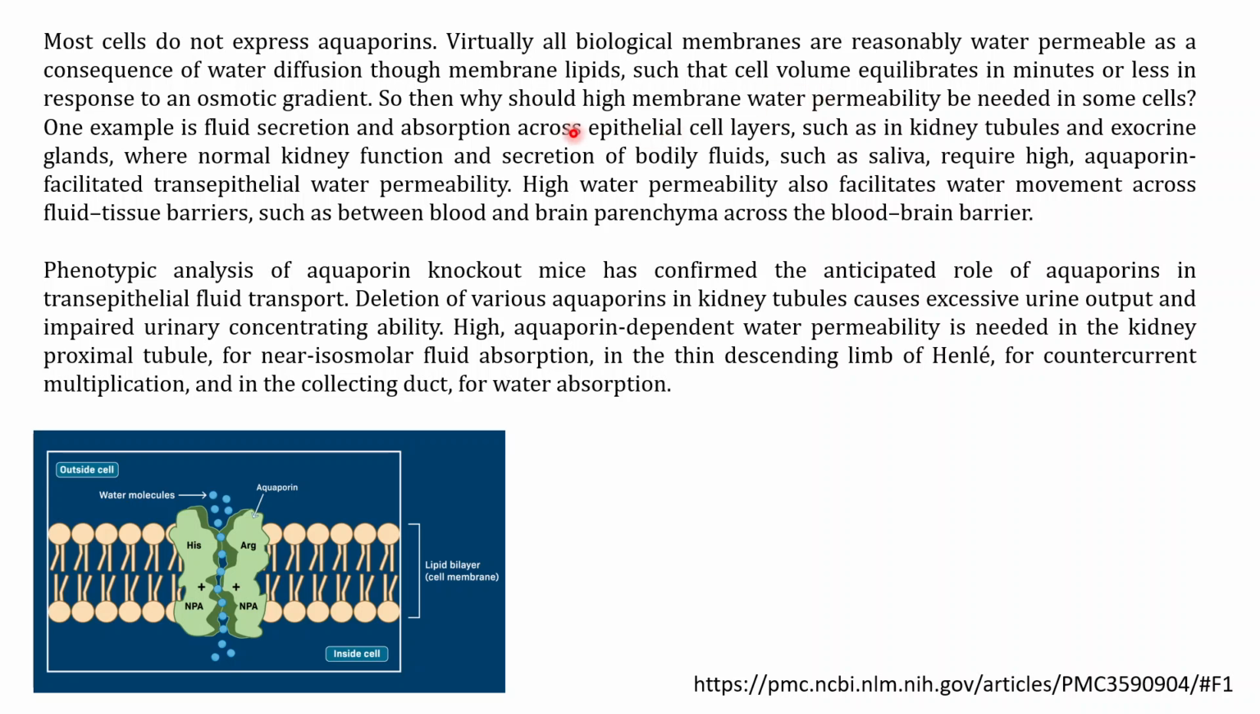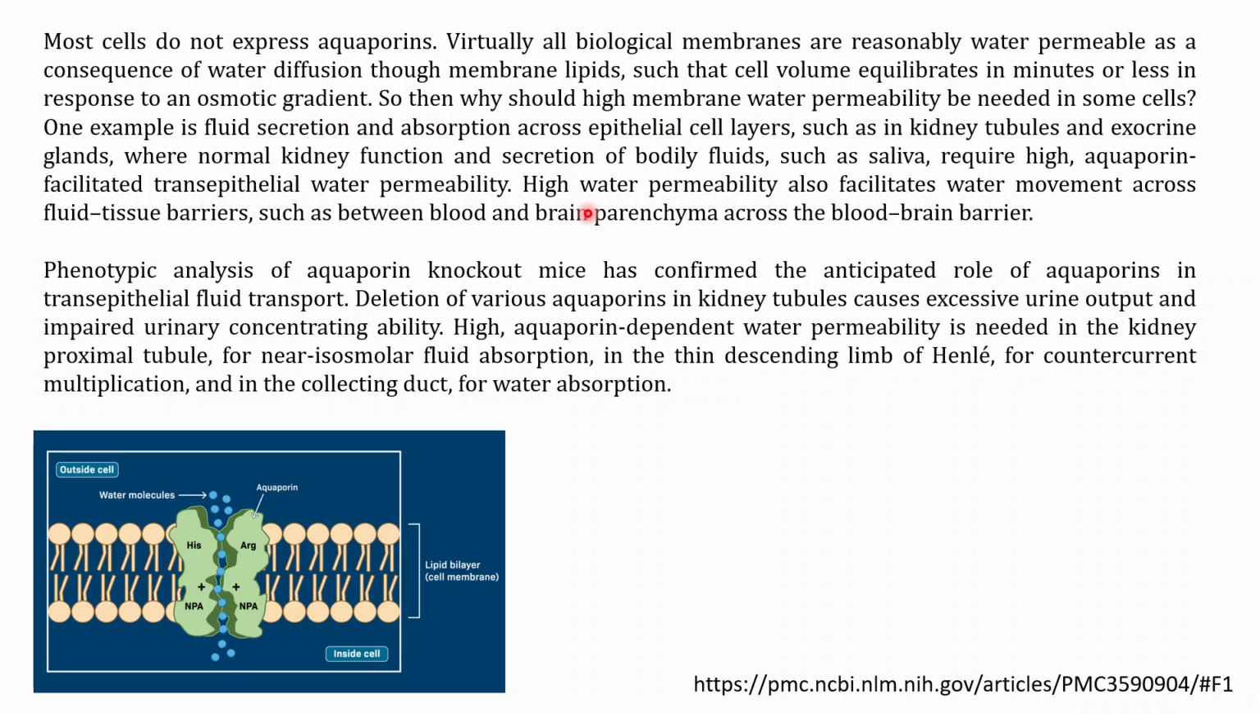But so then why do we need this, right? Why do we need higher membrane water permeability in some types of cells? So an example is, of course, what we were just now studying, which is the fluid secretion and absorption, which is very important in kidney tubules, also in epithelial cell layers, particularly, of course, in the kidney tubules, also exocrine glands, where normally the kidney function and secretion of bodily fluids, also like the saliva that's secreted, this require high aquaporin facilitated water permeability, trans-epithelial water permeability, basically water moving across the epithelial layer of cells.